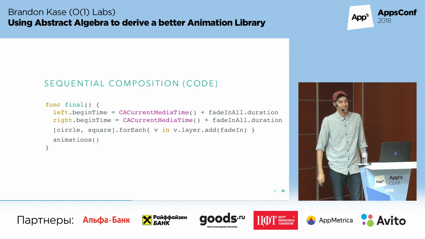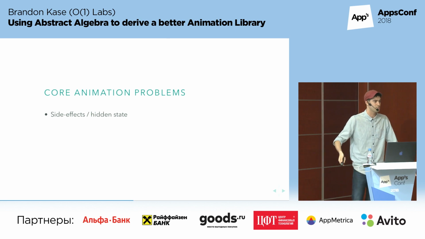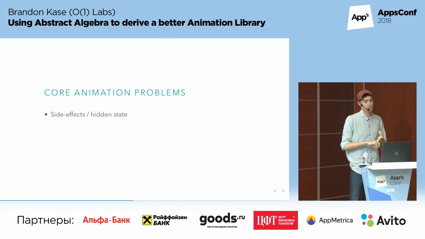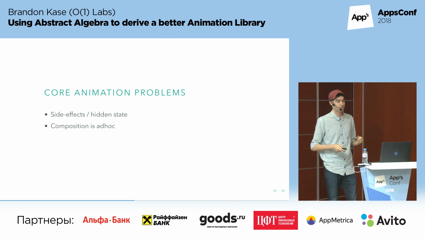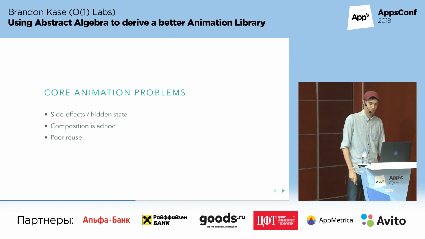All right. So yeah, side effects, hidden state, bad. This is a recipe for not reusable code, a recipe for things that don't scale. It's a recipe for making composition hard and ad hoc and making it so it's hard to reuse code. And that's bad.